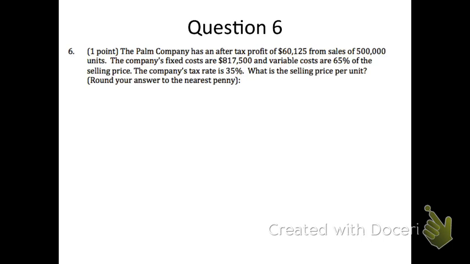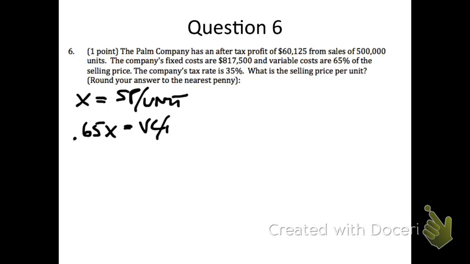So in question 6, we have a cost volume profit problem again. And so we have a situation where a company knows that if it sells 500,000 units, it has an after-tax profit of 60,125. And so we know the fixed costs are 817,500, variable costs are 65% of the selling price, and the tax rate is 35%. So what we're looking for is the selling price per unit. So really, whatever we don't know, we can let that be X. And so if that is the selling price per unit, then 65% of that is the variable cost per unit.